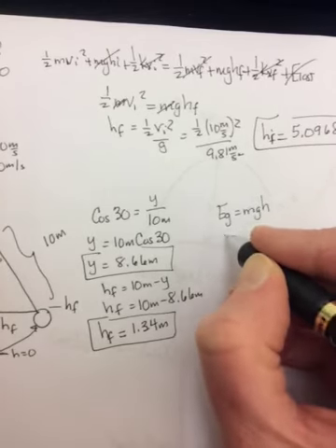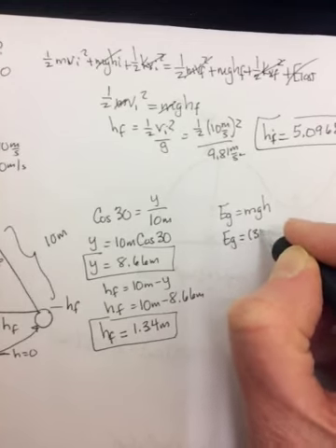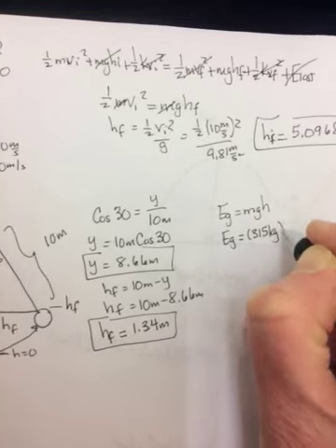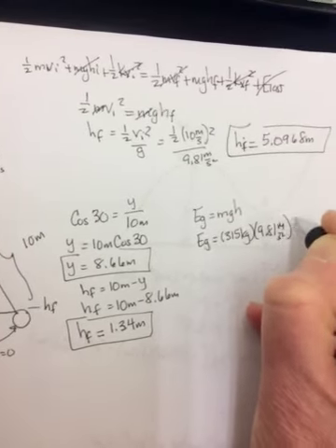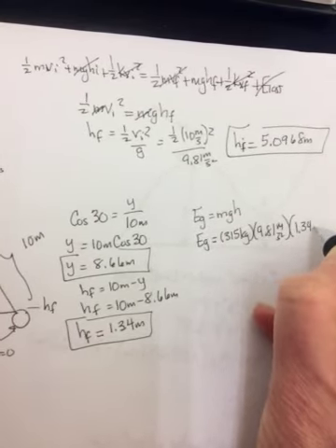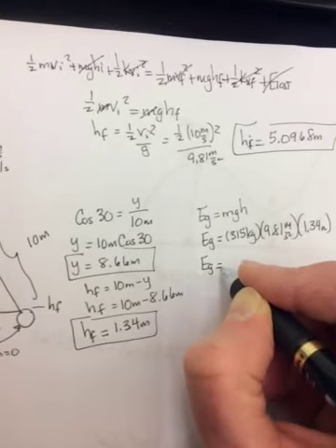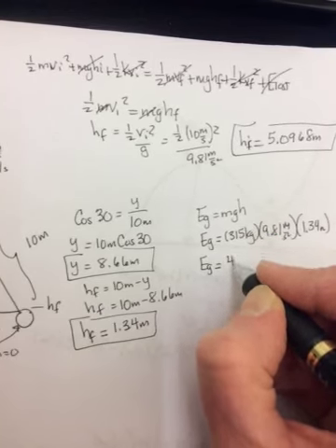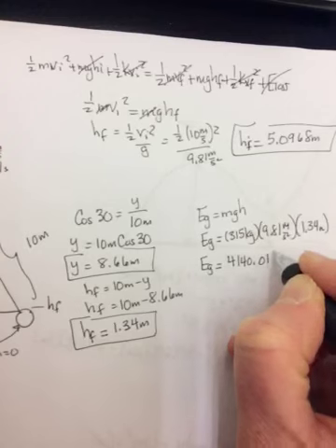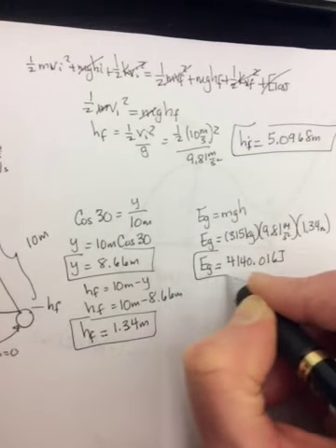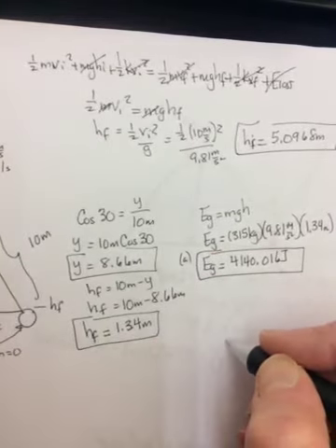You don't have to do the big long equation yet. So Eg equals 315 kilograms times 9.81 meters per second squared times 1.34 meters. And you get a gravitational potential energy of 4,140.016 joules. That's the first part of the question. They don't do it A, B, C, but if they did, this would be A.